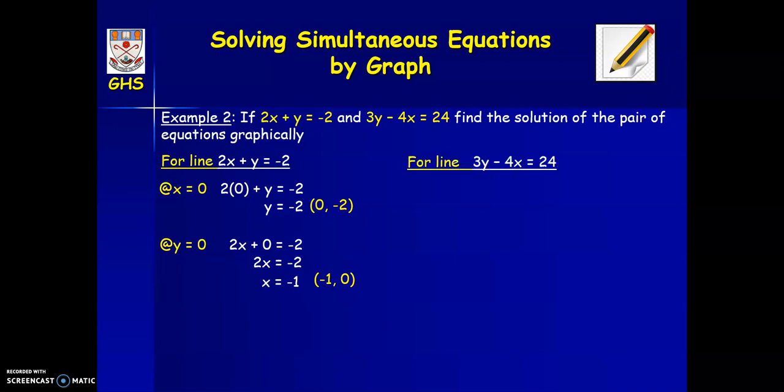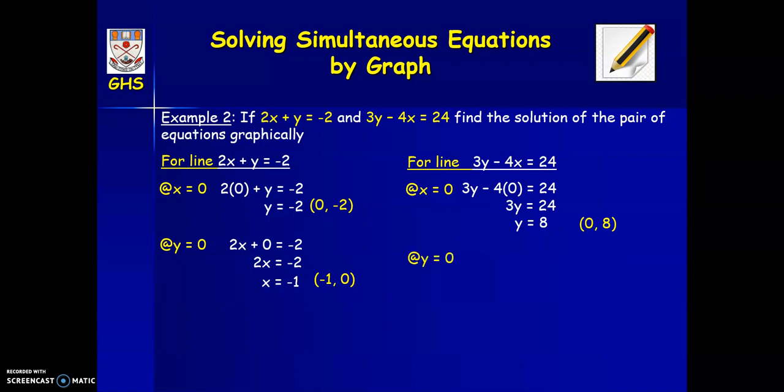For the second line, 3y minus 4x equals 24, we do exactly the same thing again. So at x equals 0, the equation becomes 3y, take away 4 times nothing, equals 24. This simplifies to 3y equals 24, so y must equal 8. So the coordinate point is 0, 8. Remember, x coordinate first, y coordinate second.